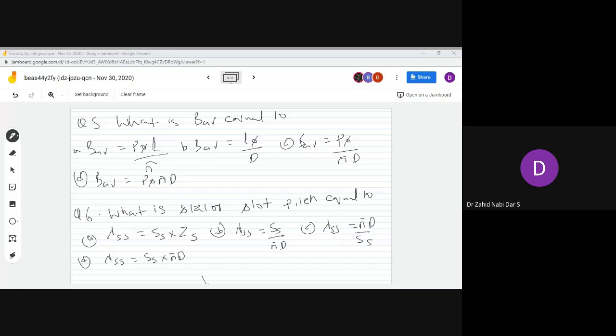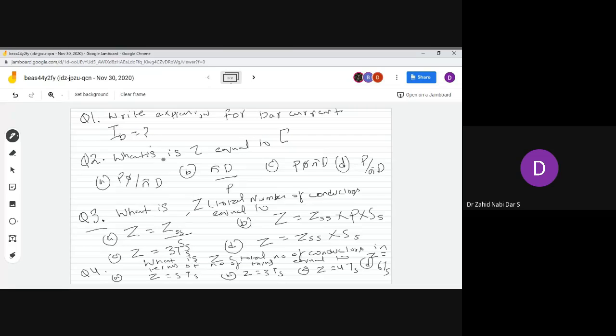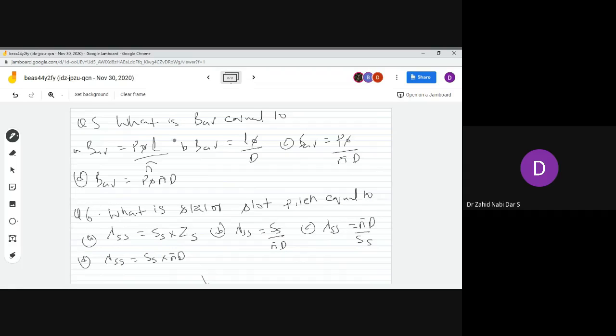Okay, so I'll again show you the questions. So these are my questions. Write expression for bar current IB. What is tau equal to? What is Z, total number of conductors, equal to? What is Z total in terms of number of turns equal to? Then you have what is BAV equal to? Then there is question number 6. What is stator slot pitch equal to? So these are my 6 questions.